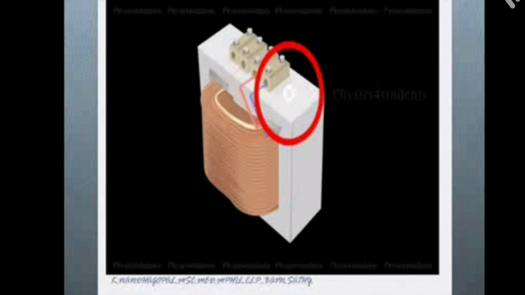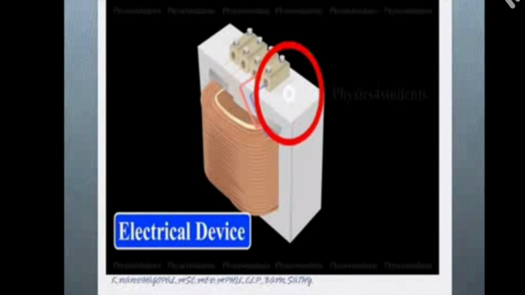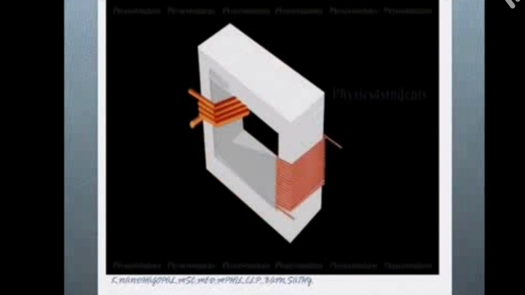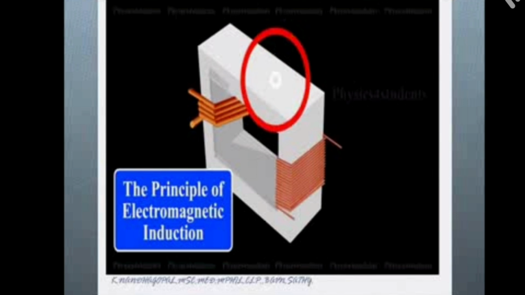Principle of a transformer: it is an electrical device that converts low alternating voltage into high alternating voltage. That is a step up transformer. That's the use of the transformer, step up and step down. So see the electric power of the primary and the secondary coil. The principle is electromagnetic induction.